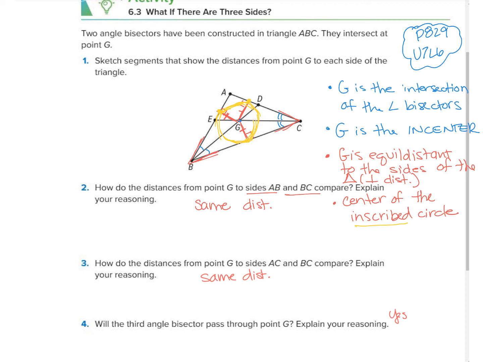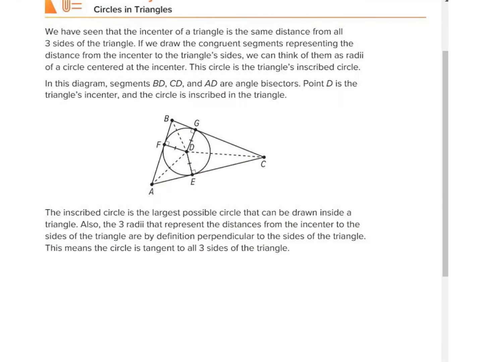The radius is that distance to the sides of the triangle. And it's the incenter, that is the center of the inscribed circle. And G, my incenter, was made by the intersection of the angle bisectors. So let's take a quick look at another picture of an inscribed circle.